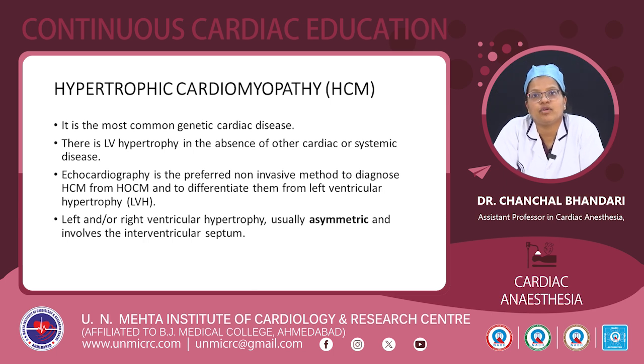Next is hypertrophic cardiomyopathy. It is the most common genetic cardiac disease. There is LV hypertrophy in the absence of other cardiac or systemic disease. And echocardiography is a preferred non-invasive method to diagnose hypertrophic cardiomyopathy and hypertrophic obstructive cardiomyopathy and to differentiate them from left ventricular hypertrophy. So there is a left and a right ventricular hypertrophy which is usually asymmetric, and it involves the interventricular septum.